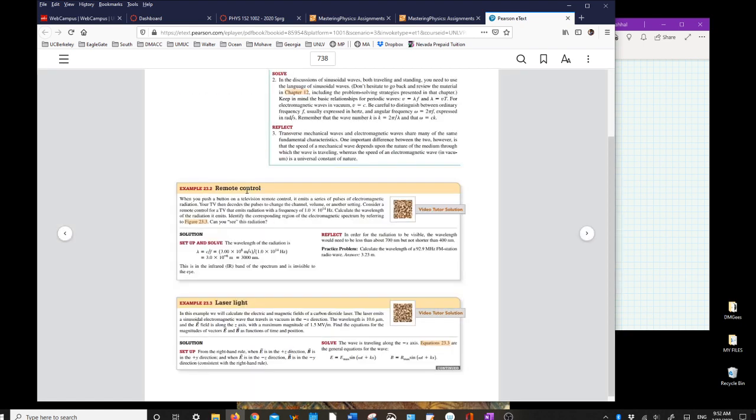The example I want to cover is laser light, and I believe I've done it in class. I'm not sure, but I'm going to do it anyway just for the sake of reviewing it. In this example, it says a laser emits a sinusoidal electromagnetic wave that travels in vacuum in the negative x direction. Okay, so let me make a drawing of it.